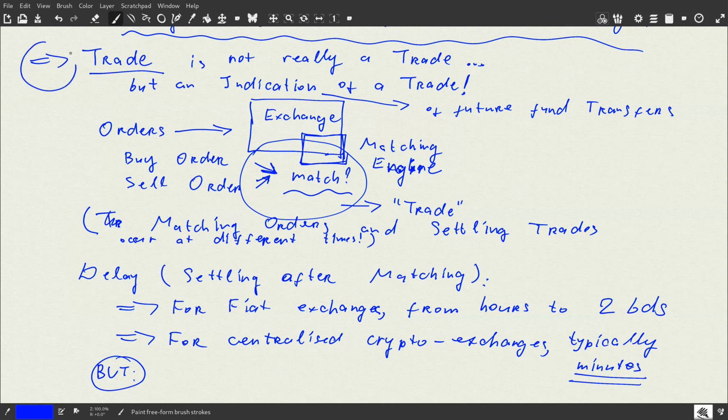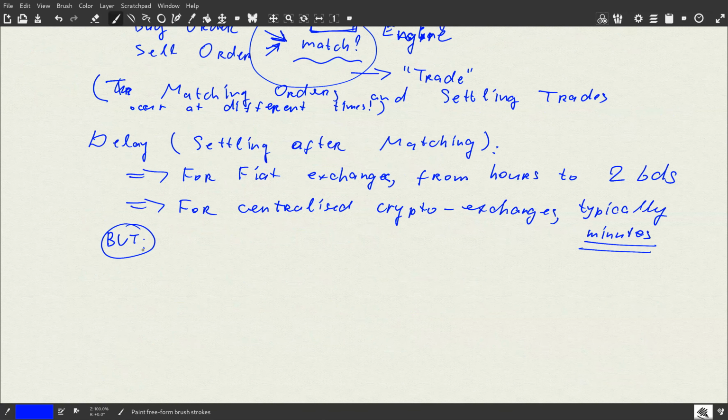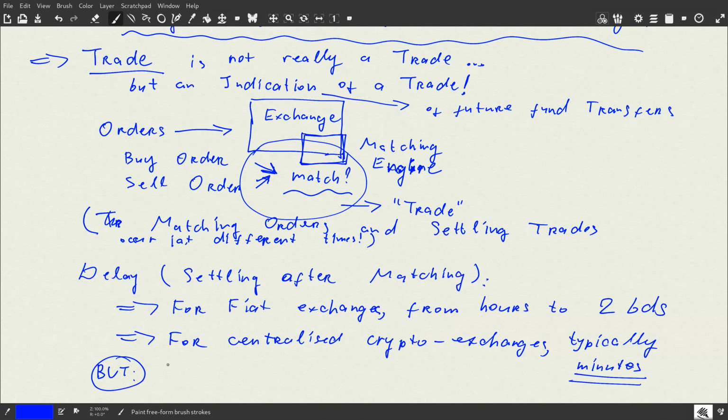And the most important thing is even not that. The fact that trade is not a trade but an indication, and in order to get your funds after a matching, it needs to be settled. It is still conceptually a two-phase process.